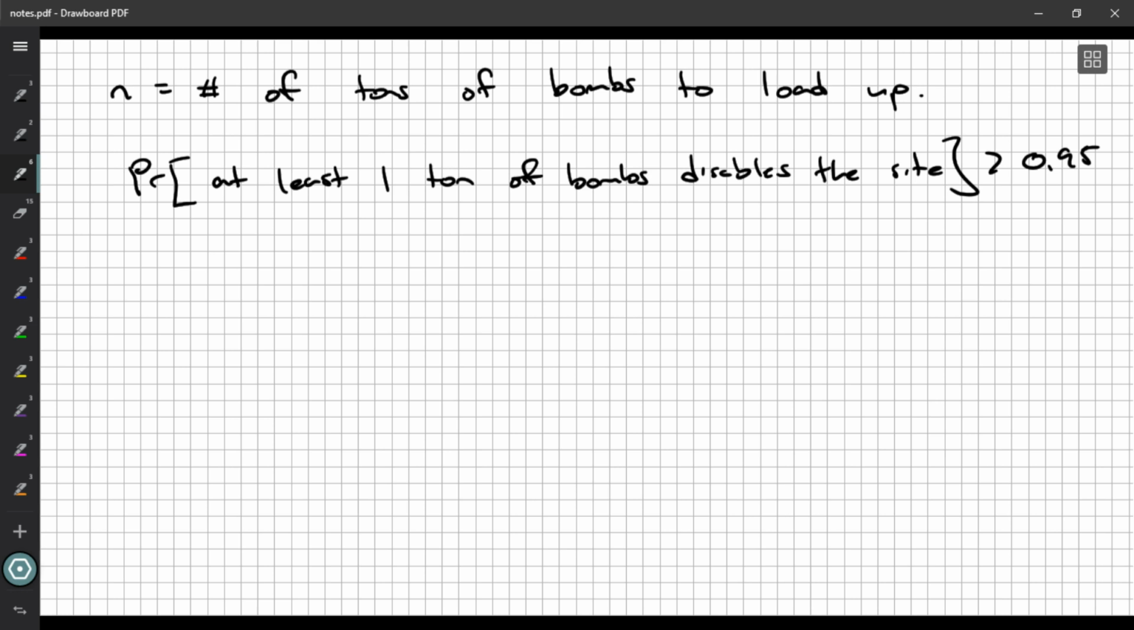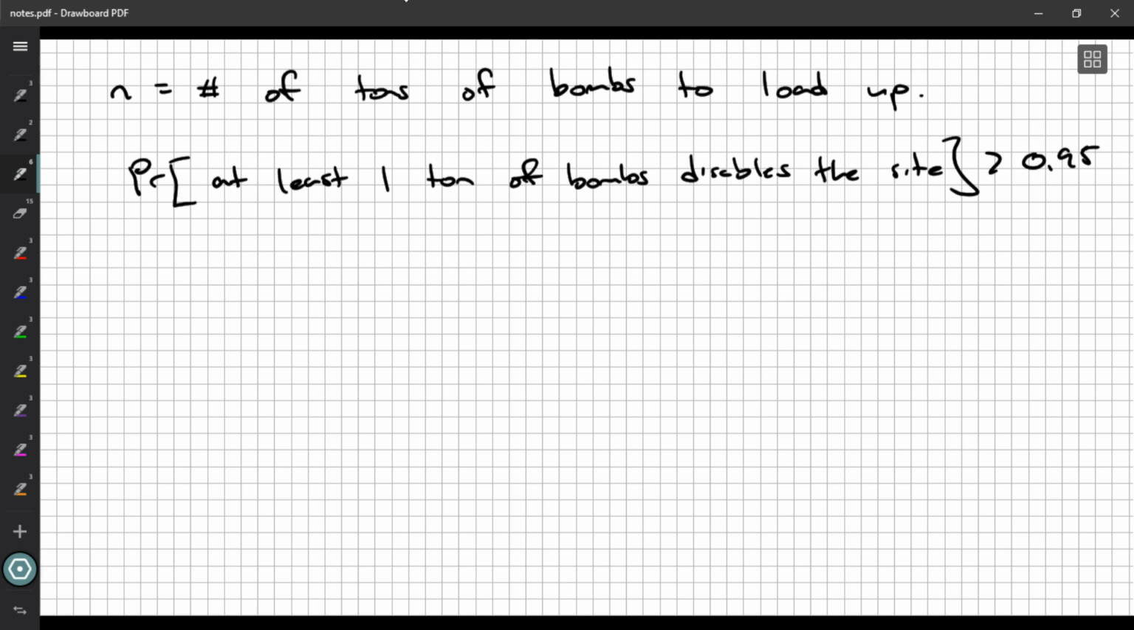Okay, but how do we calculate this? And moreover, where does n fit into all of this? The number of tons of bombs we load up, that's what we're after. But we need to pick n to ensure this particular probability. Well, how do you calculate at least 1 ton of bombs destroying the site? I mean, you can calculate the probability that exactly 1 ton will destroy it. You load up 1 ton, you drop that 1 ton, 70% chance.